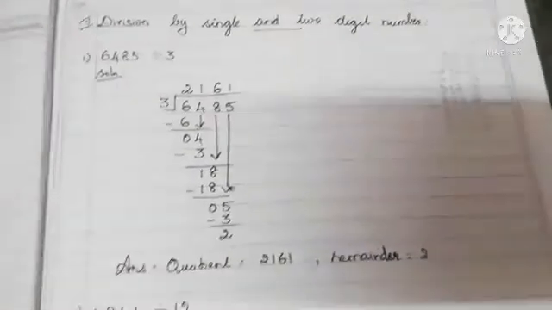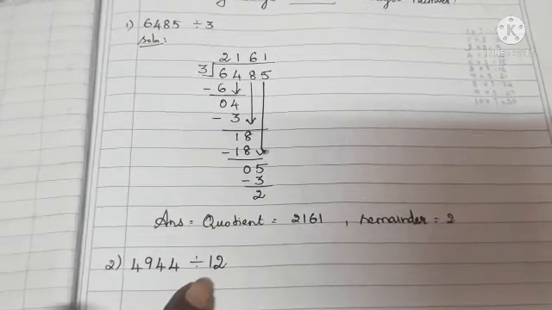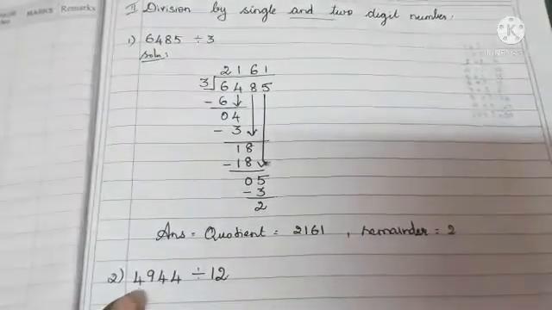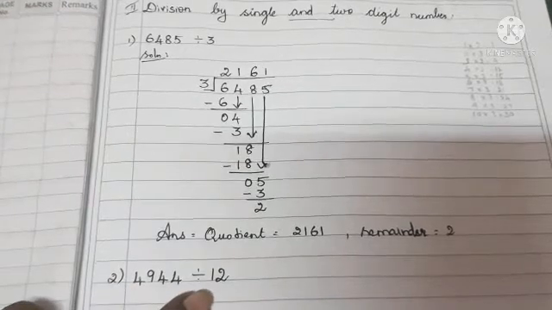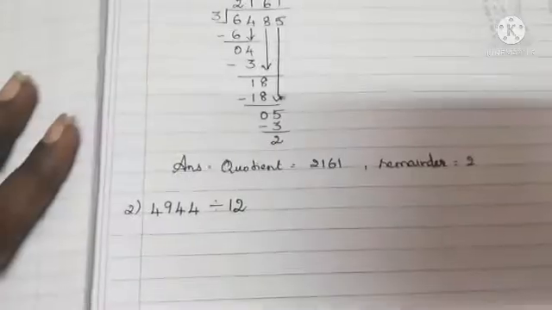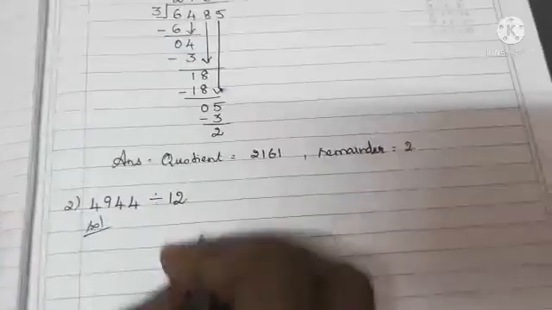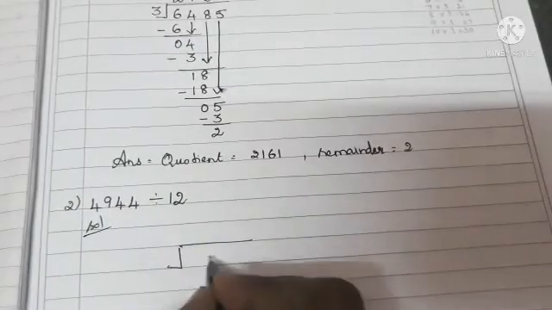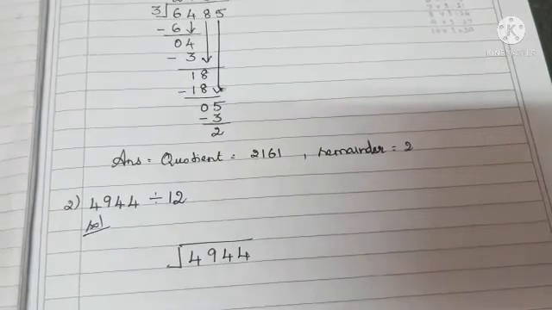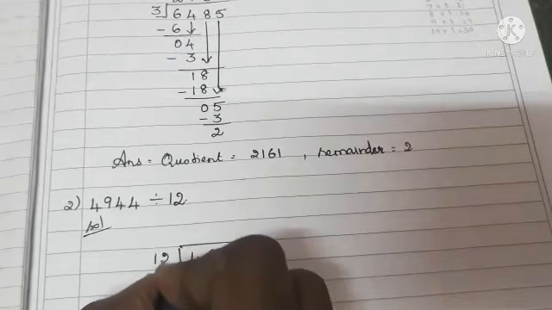Then look at the next one. Here we are going to divide 4944 by 12. The first question we divided by a single digit number. Now we are going to divide a 4 digit number by a 2 digit number, that means 12. So we can start by writing the solution. We write the dividend inside, that is 4944, and 12 is the divisor. So we write the divisor outside.